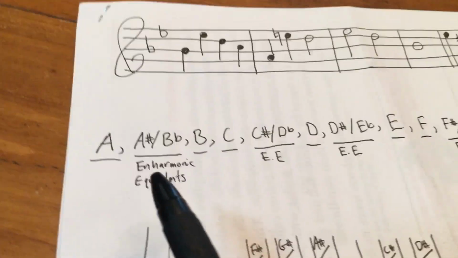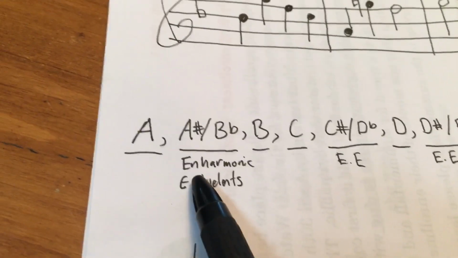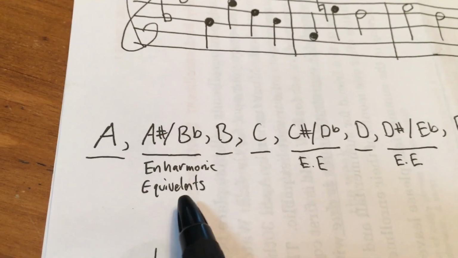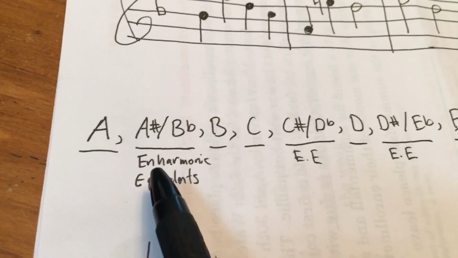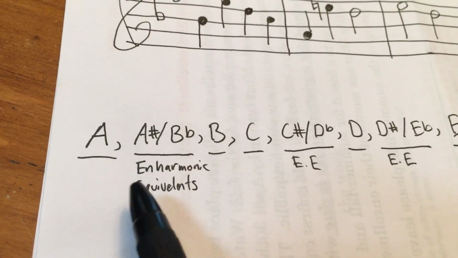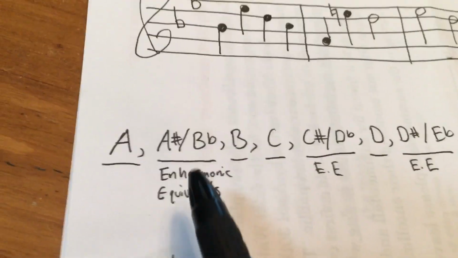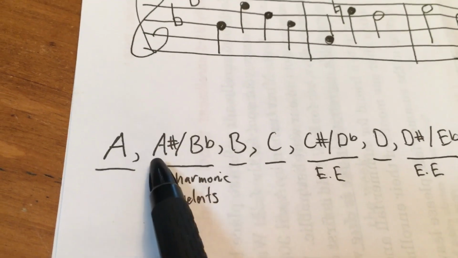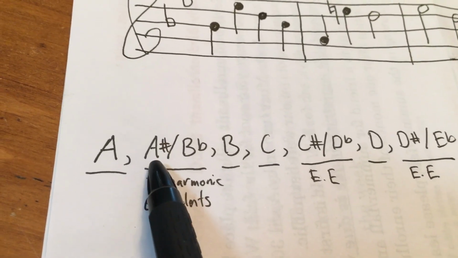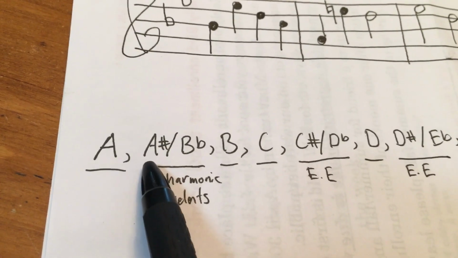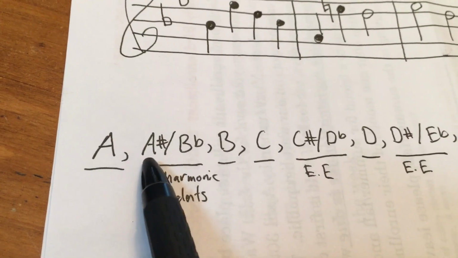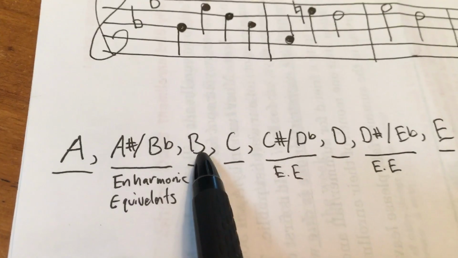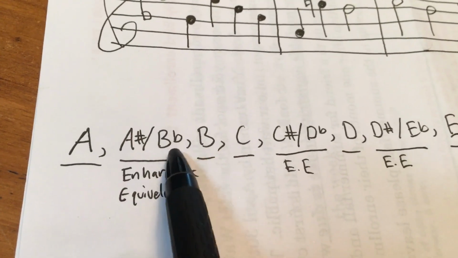What are these other things called? These other things, guys, are called enharmonic equivalents. So say that to yourself: enharmonic equivalents. What that means is that one sound up from A would be called A sharp, or you could say one half step up from A is an A sharp. One half step down from B is a B flat.